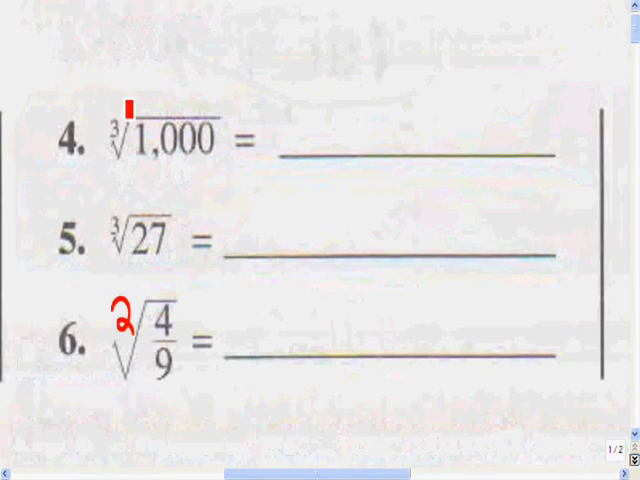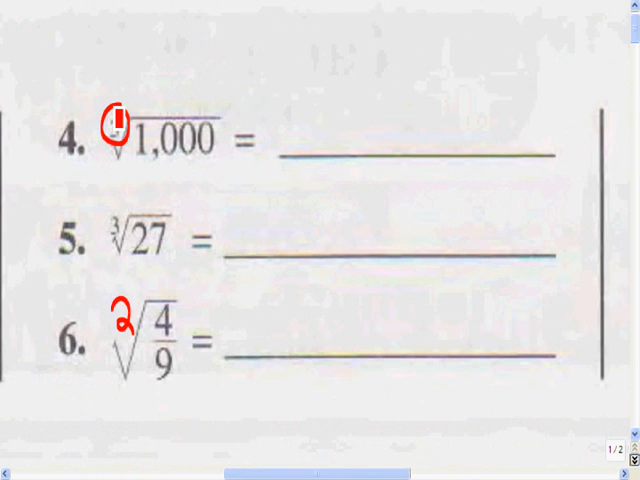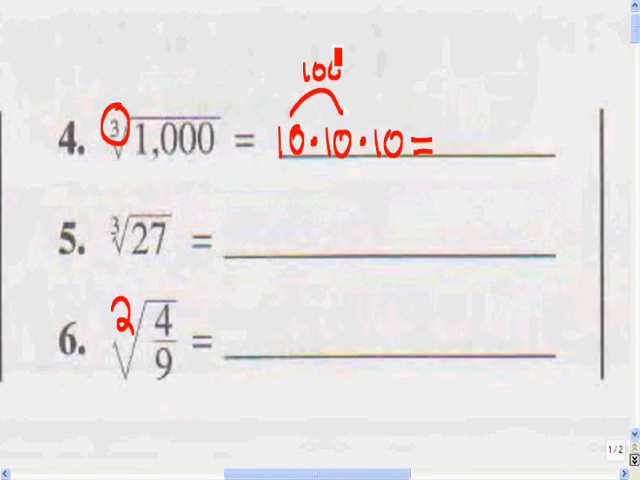Here we have an index of 3. So that means that we have to find the number that when we multiply it times itself 3 times gives us 1,000. It's probably going to be a number closer to 10 than anything else. In fact, I'm going to start off by counting by 10. So I'm going to multiply 10 times itself 3 times to see if that's my answer. 10 times 10 equals 100. And 100 times 10 equals 1,000. And that means that the answer to this radical is 10.